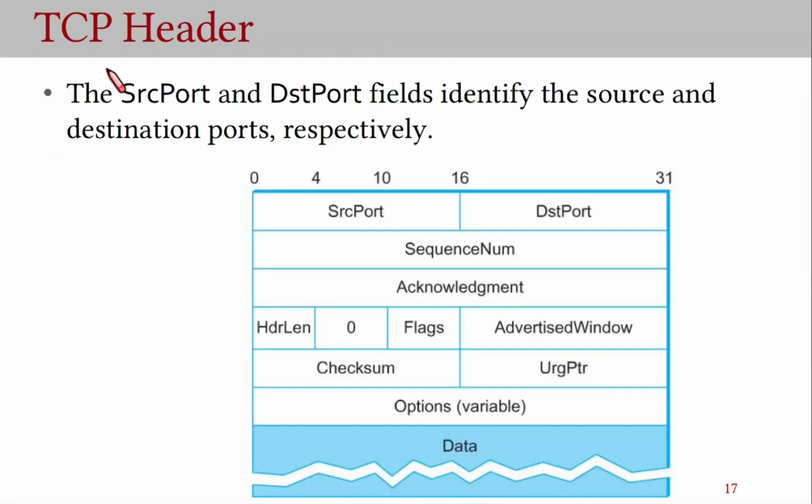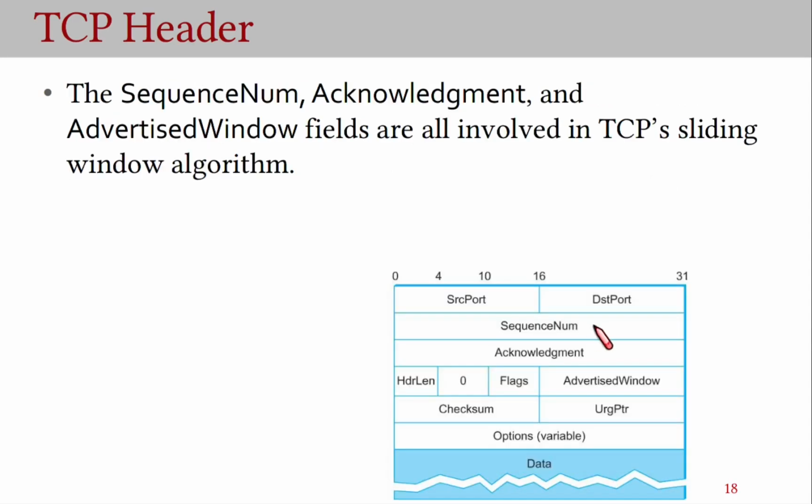Now we are going to look at the TCP header. The first 2 bytes contain the source port, and the next 2 bytes contain the destination port identifier, just as in UDP. Combined with IP addresses, so source port and source IP and destination port and destination IP, all these 4 fields uniquely identify a TCP connection. Then these 3 fields, 4 bytes of sequence number and 4 bytes of acknowledgement number plus 2 bytes of advertised window, are used by TCP's sliding window algorithm.